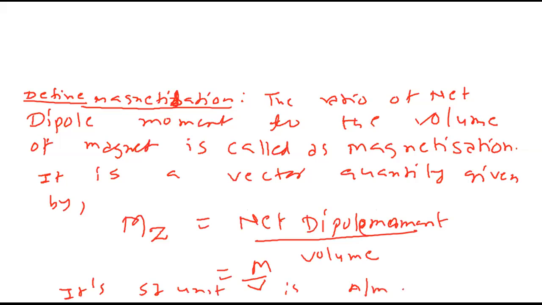Write down this much. Define magnetization. Ratio of net dipole moment to the volume of magnet is called as magnetization. It is a vector quantity given by Mz equals net dipole moment upon volume equal to m upon v. SI unit is ampere per meter.